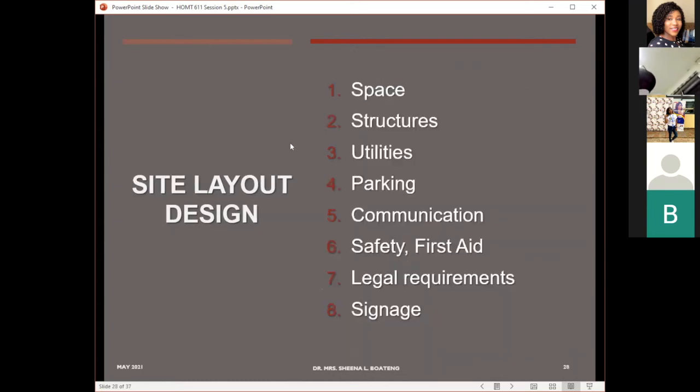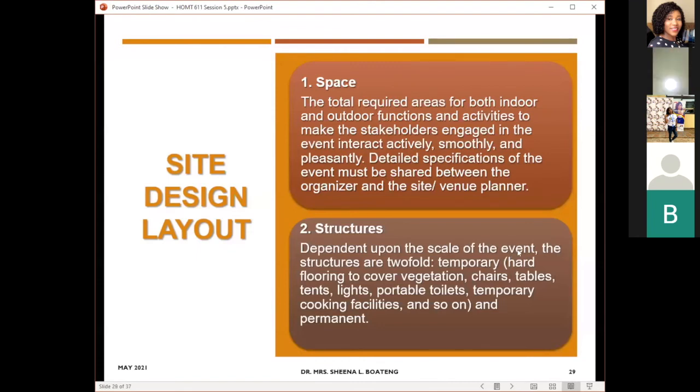So in terms of site layout design, there are certain dimensions we need to consider, including the space, the structures, the utilities, parking, communication, safety and first aid, which is Kasim's favorite, the legal requirements, and then signage, right? So let's look at each of these one after the other, starting from space.